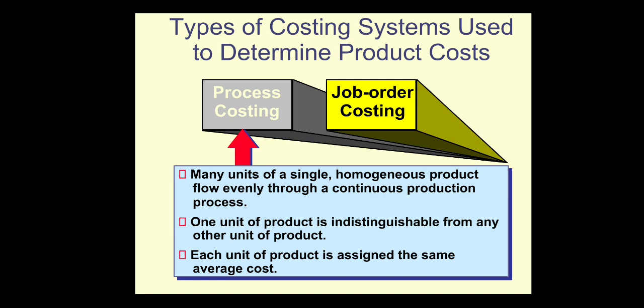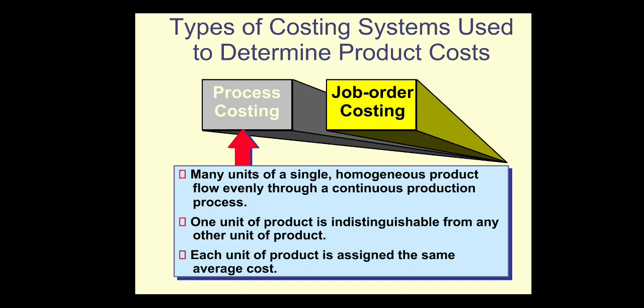If you can remember, last week I told you, if a business produces unique or different products in an accounting period, then the business should use job order costing. Okay, that's the first characteristic.